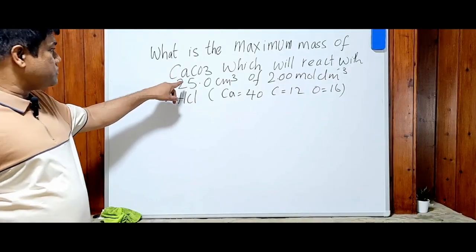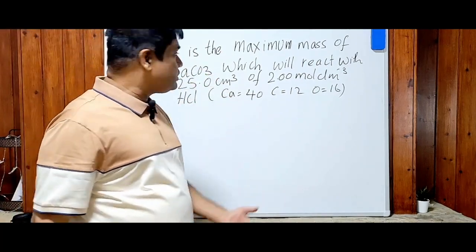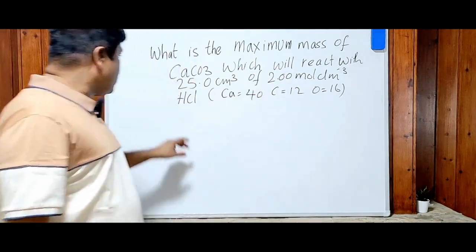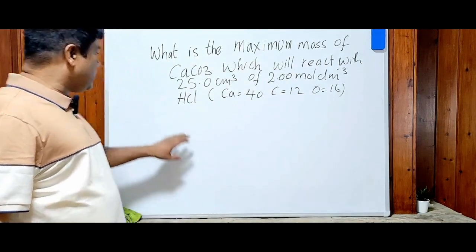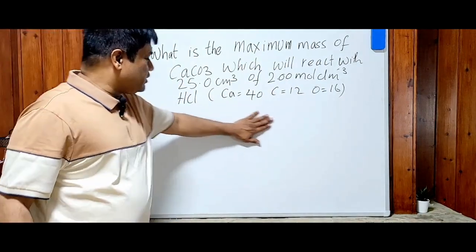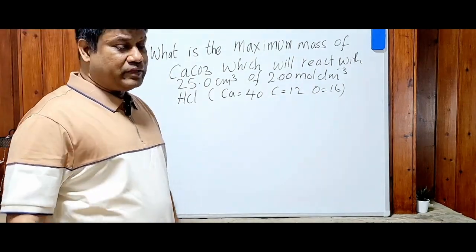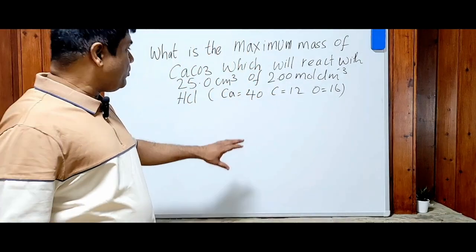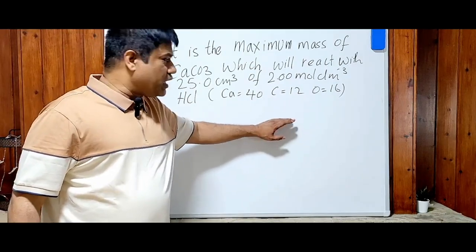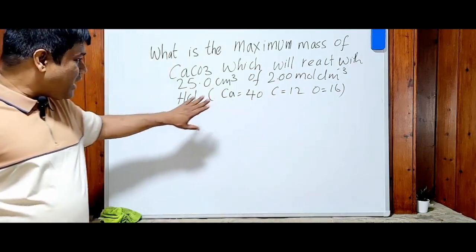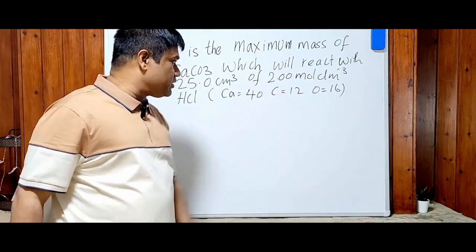Can you try this question? What is the maximum mass of calcium carbonate which will react with 25 centimeter cube of 2 mole per decimeter cube hydrochloric acid? Let's see. First, we have to write the chemical equation between the calcium carbonate and the hydrochloric acid, guys. You know, look, this is the general trend. When a metal carbonate reacts with any acid, we will get salt plus water plus carbon dioxide gas.